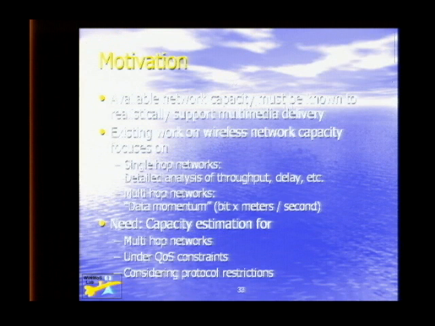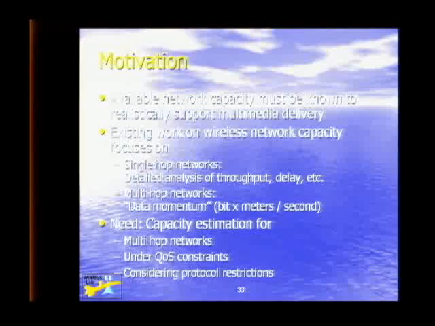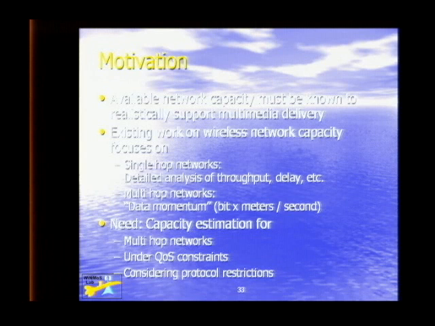So the availability of network resources, or the capacity, is necessary to estimate how many flows we can support in the network. There is a group of work that has been proposed in the past, which looked at, for example, modeling of single-hop networks, so detailed analysis of throughput, delay, etc. And there is a body of work focusing on multi-hop networks, and they usually give results such as bit meters per second.